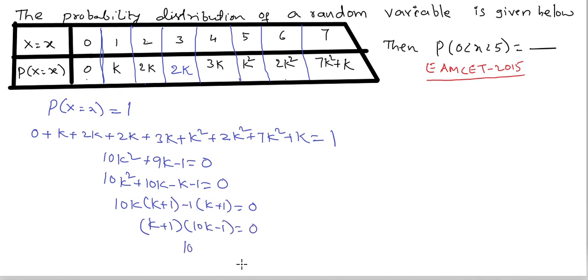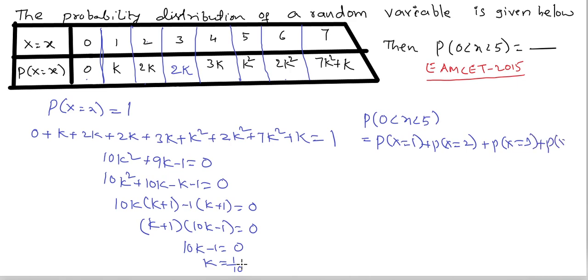Here k cannot be negative. So 10k minus 1 is equal to 0, and k is equal to 1/10. Now we find the value of P(0 < X < 5). That means P(X=1) plus P(X=2) plus P(X=3) plus P(X=4). P(X=1) is k, P(X=2) is 2k, P(X=3) is 2k, P(X=4) is 3k, giving 8k, that is 8 into 1/10, equal to 8/10.